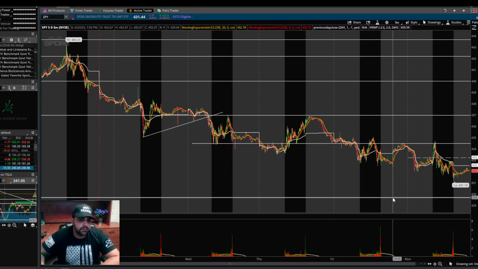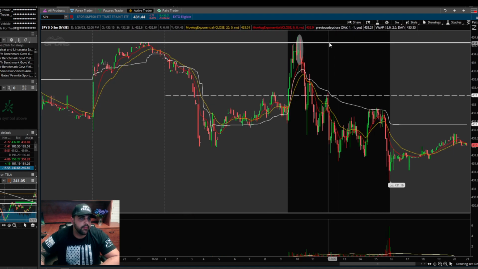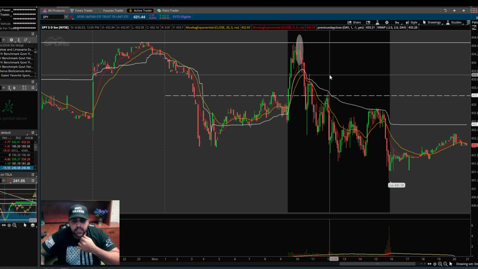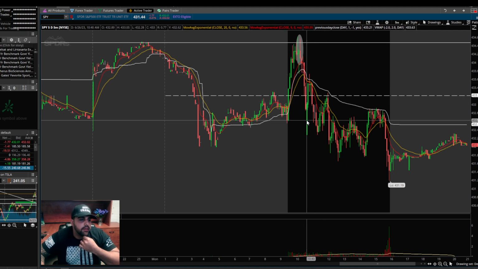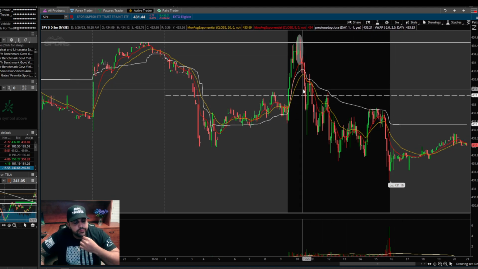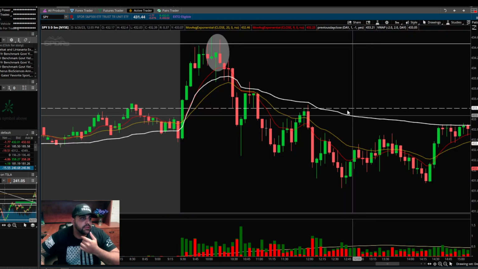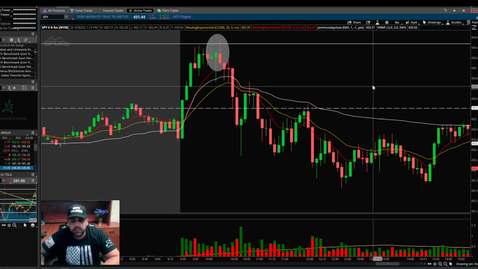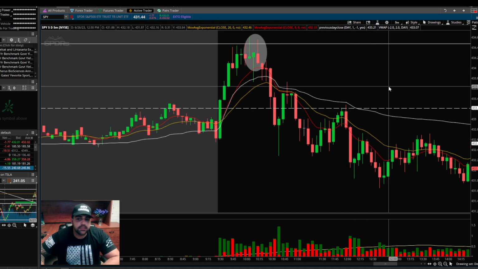I was watching for a 430 bounce, and pre-market I was watching for 434.5 for a reject, which did happen right here. So that was a good trade. It was a good trading session today, and that's it for today.